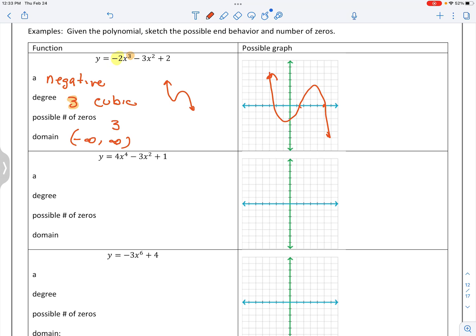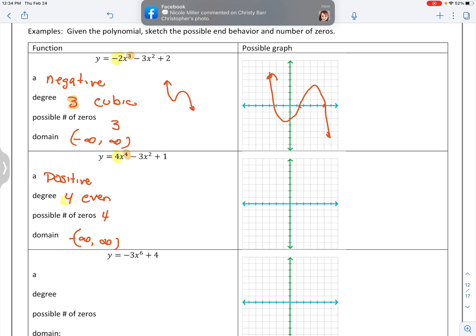So on the next one, I have A is positive because A is 4. This is my A. My degree is also 4 because that's my exponent. And my domain will always be negative infinity to infinity. So because it's positive, the number of possible zeros is 4, since the degree is 4. It has a degree that's even.